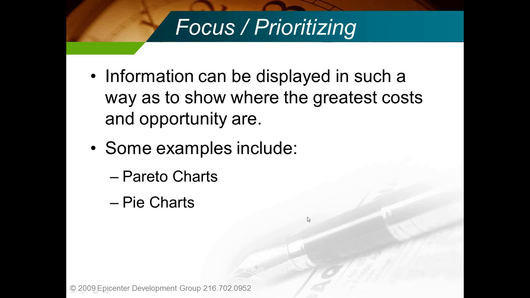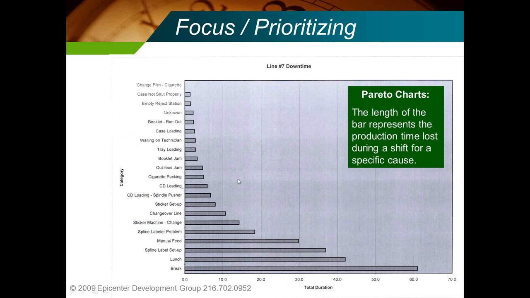Another thing that you can use visualization for is to help people focus or prioritize. So trying to help people see where the greatest costs or opportunities are. Examples of these would be a Pareto chart or a pie chart. In a Pareto chart, the length of the bar represents the amount of production time lost during a shift for a specific cause.